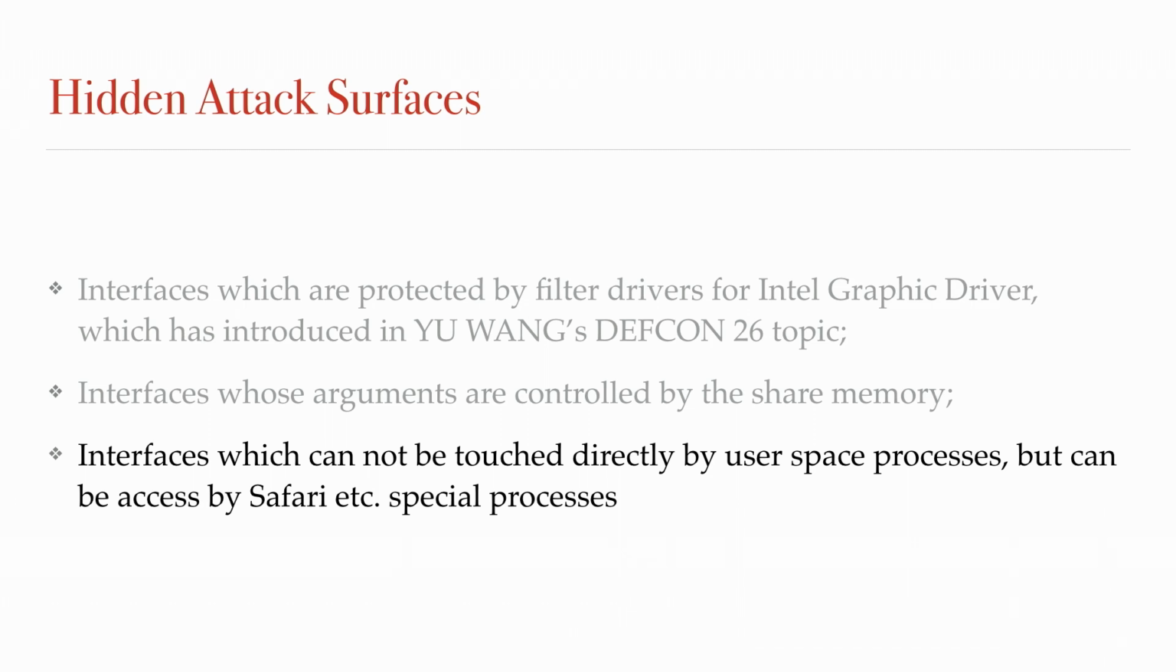Besides that, there are also many interfaces which cannot be touched directly by user space processes, but can be accessed by WindowServer, Safari, or other special processes. The reason why I study these kinds of functions is that most security researchers mainly focus on those interfaces which are exposed directly to user space. So I think there might be some bug signal here.